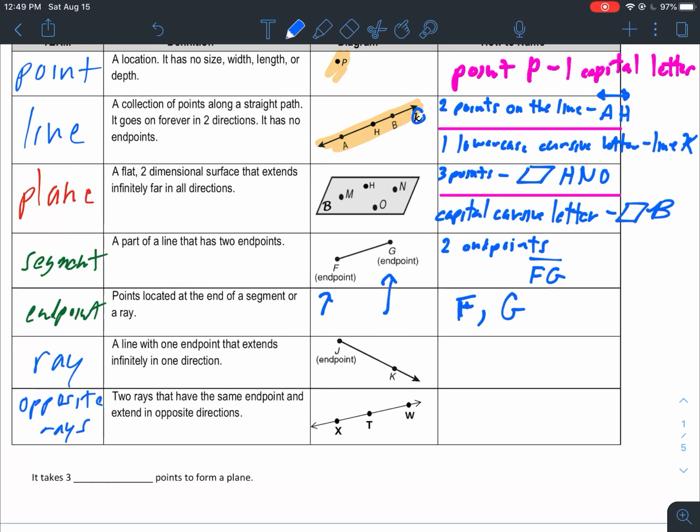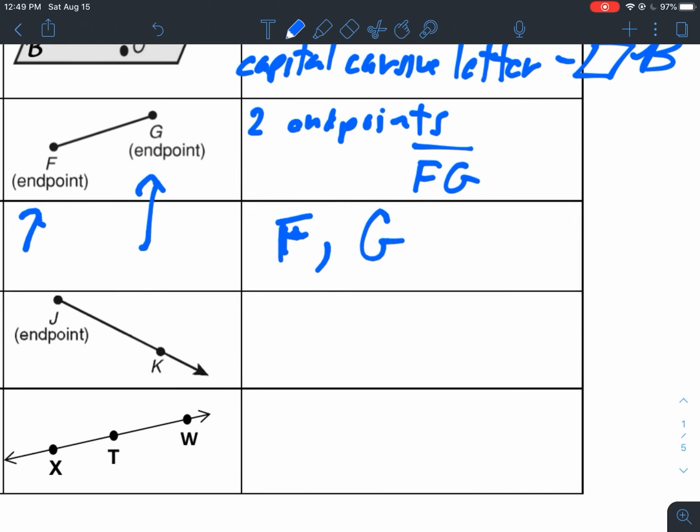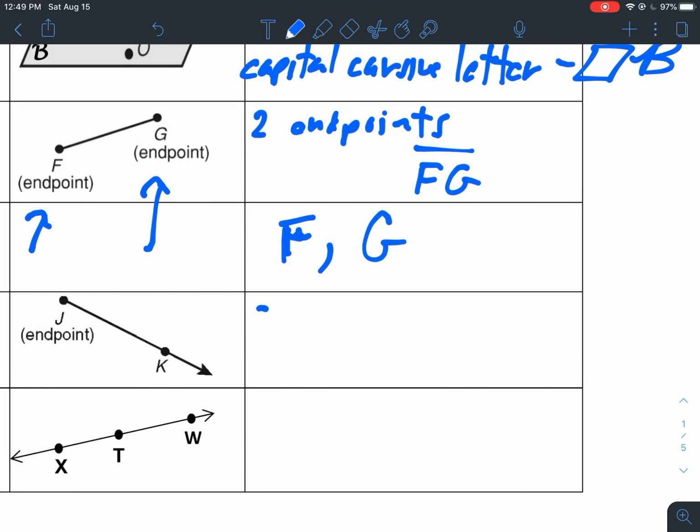Next one's a ray. A ray is half line, half segment. It goes on forever in one direction and stops in the other direction. So you can see here we have a ray, JK, and a ray is named. You always have to start with the endpoint and then go through one other point.